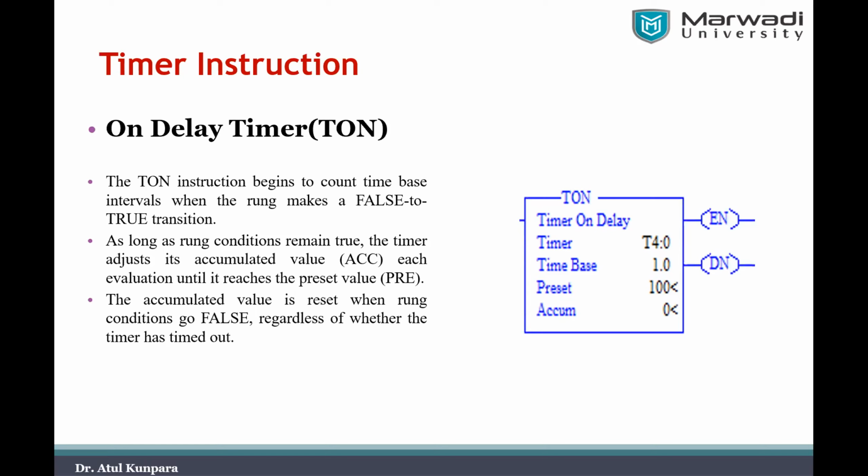Yes, sir. In case of T on timer and T off timer, there will be three outputs, which are EN, DN, and TT, which represent the state of the timer. If it is enabled by a signal, then EN will be on. If timer counting is running, then TT will be on. And if timer counting is done, then DN will be on.